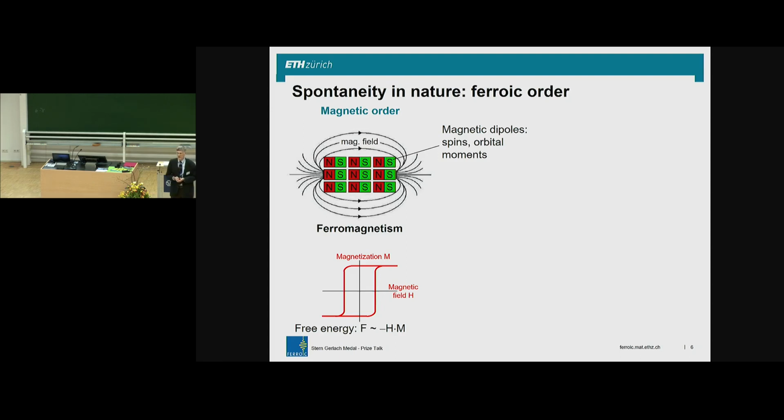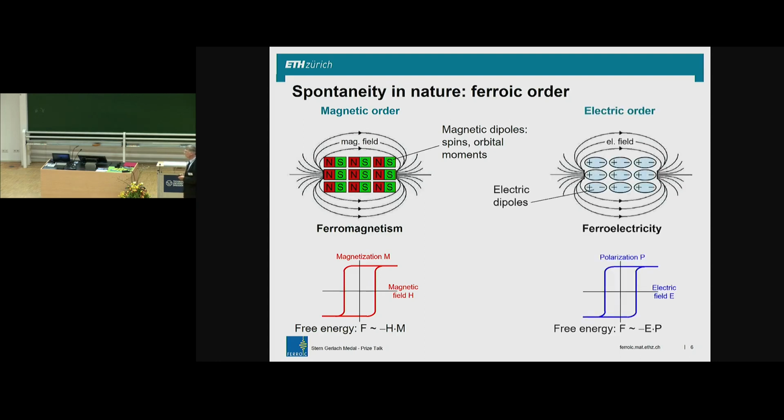And this is by far not the only type of spontaneous order that nature offers us. So you can basically do the same thing on the electric side. So you replace the magnetic dipoles by electric dipoles. They can also, under certain conditions, arrange themselves spontaneously, and then they would be surrounded by an electric field. You would have a hysteresis where you drive an electric polarization with an electric field. So this is called ferroelectricity, and ferro here does not indicate the involvement of iron. It just means it's this kind of spontaneous long-range order that is indicated.